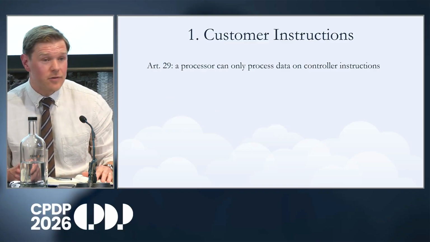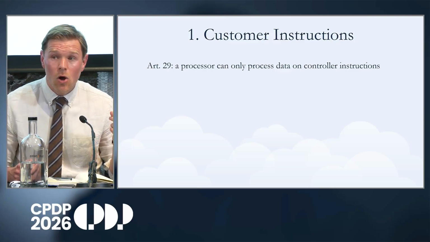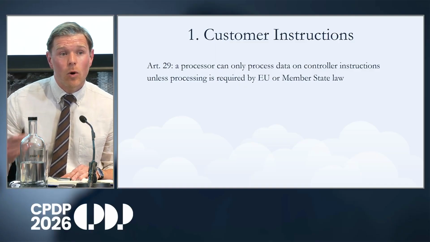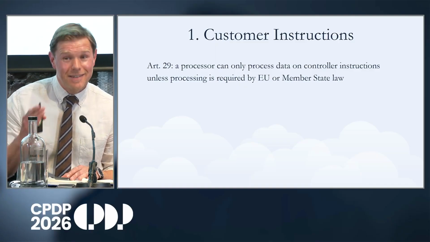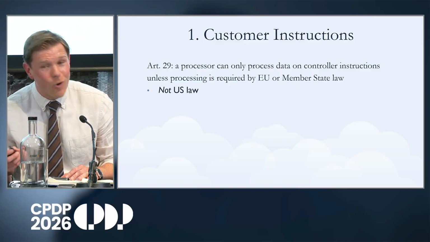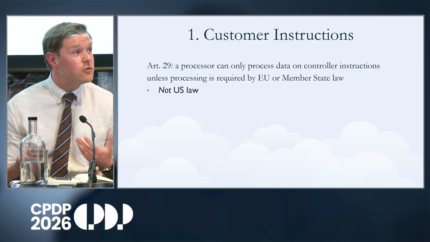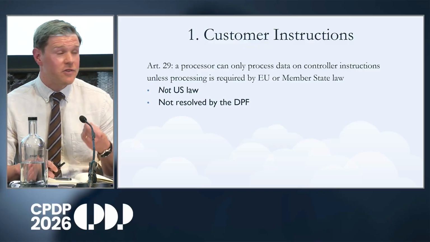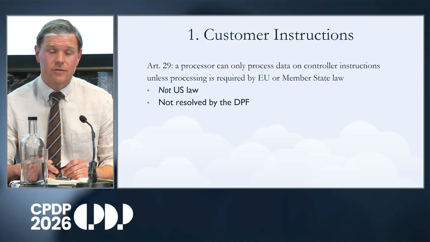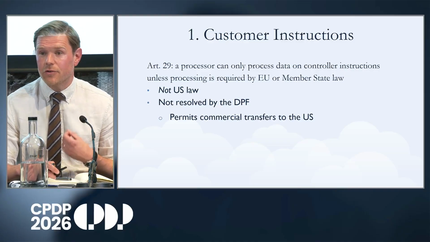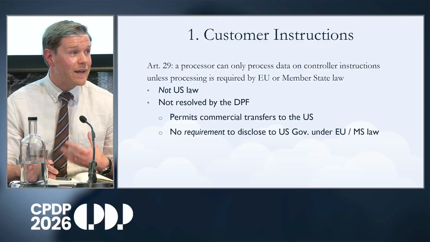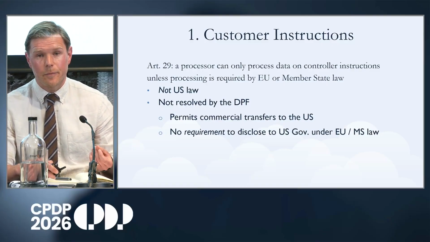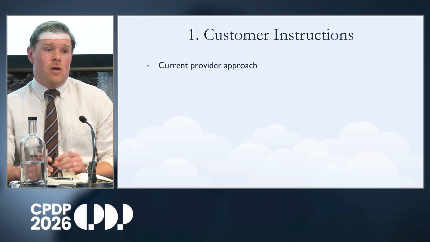Now, Article 29 says a processor can only process data on controller instructions unless processing is required by EU or member state law. That is EU or member state law, not US law, right? So we have an issue here. And this issue is not resolved by the existence of the EU-US data privacy framework and the associated adequacy decision, because that merely permits commercial transfers of data to the US. It does not create a requirement under EU or member state law to disclose data to the US government. So what does all this mean in practice?